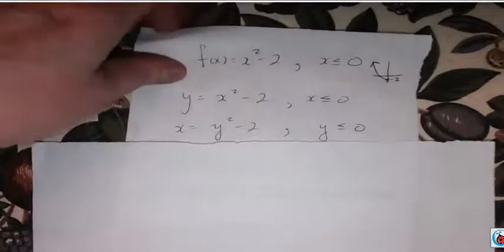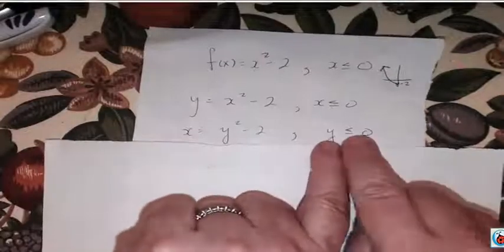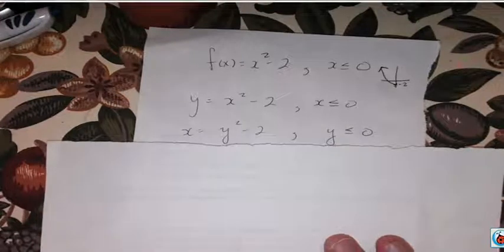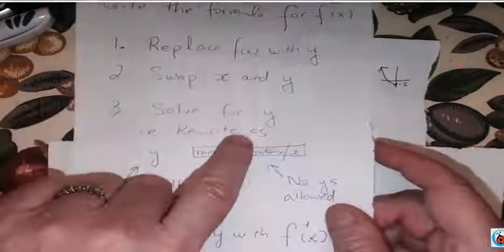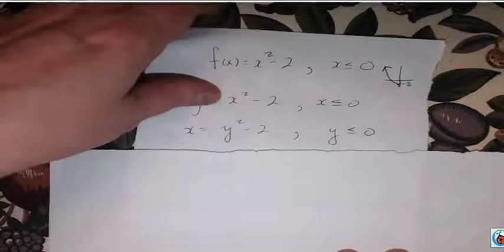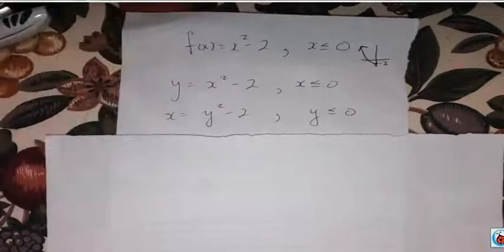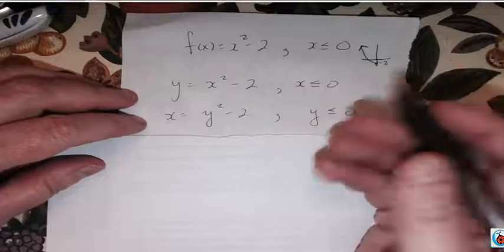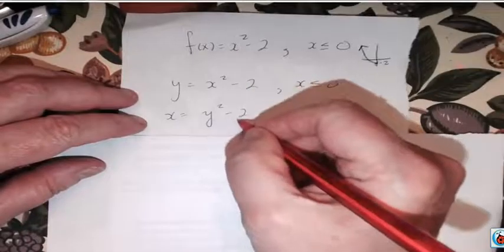Swap the x and the y. So I've swapped the x and the y, and also there where the restriction is. Okay, then we have to solve this for y. Okay, well, how could I do that? Why don't we add 2 to both sides?